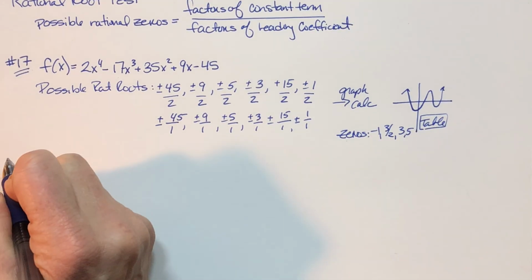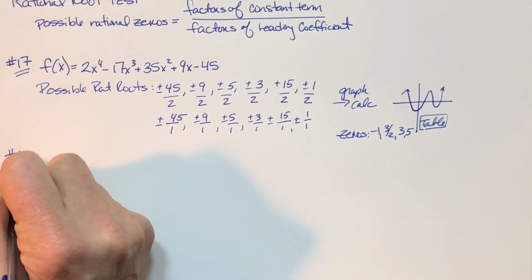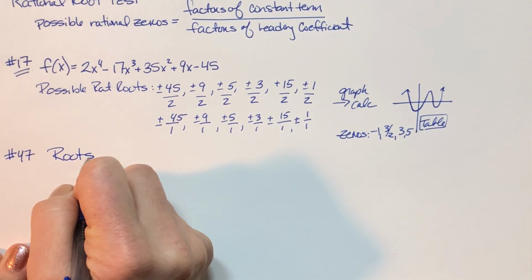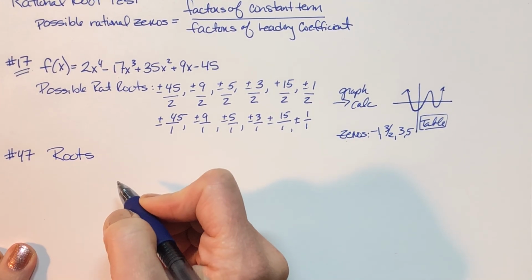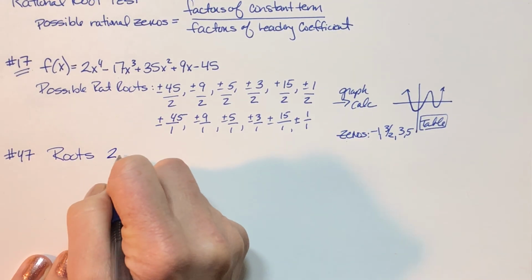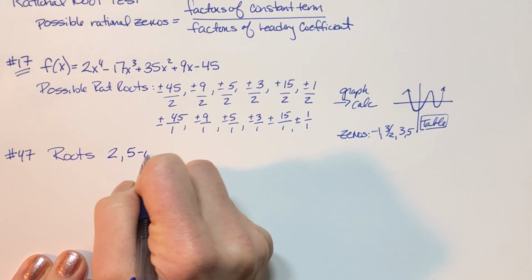All right, so I'm going to pull number 47 from our book, and this time they're going to tell me what the roots are. It says that I have real coefficients. That's important. And I have the roots 2 and 5 minus i.